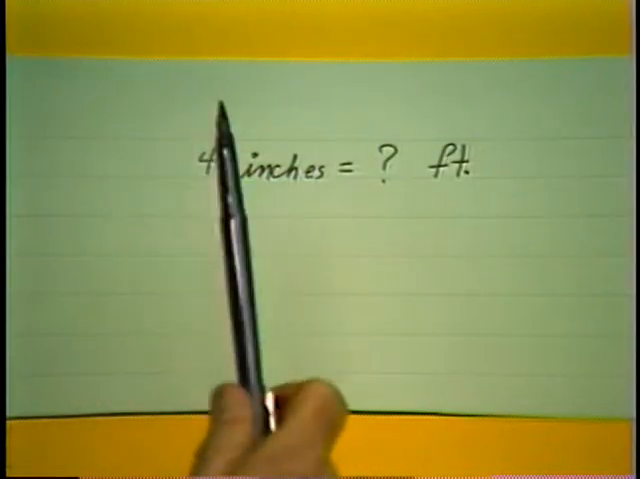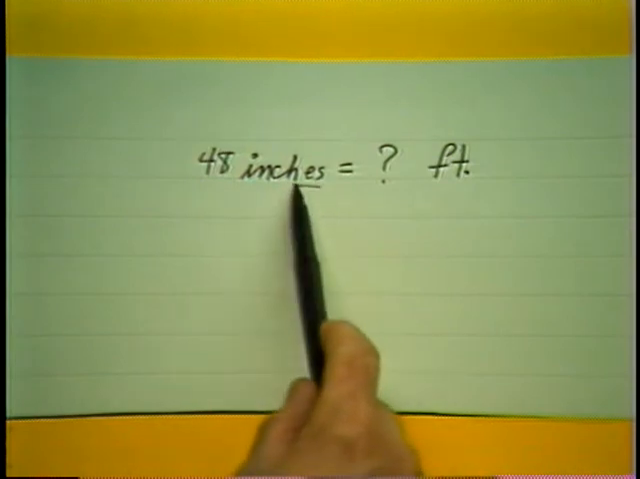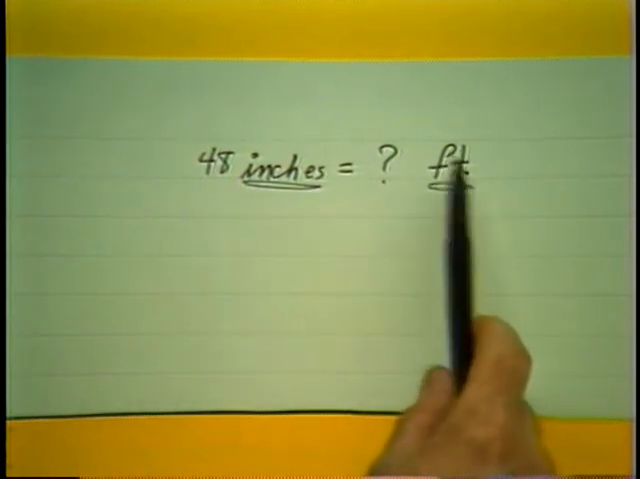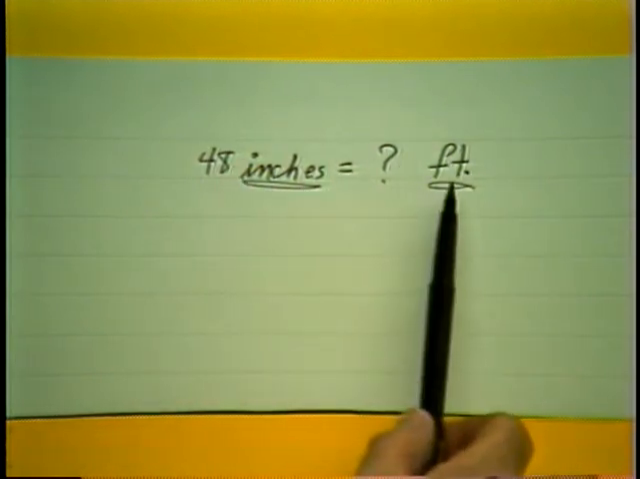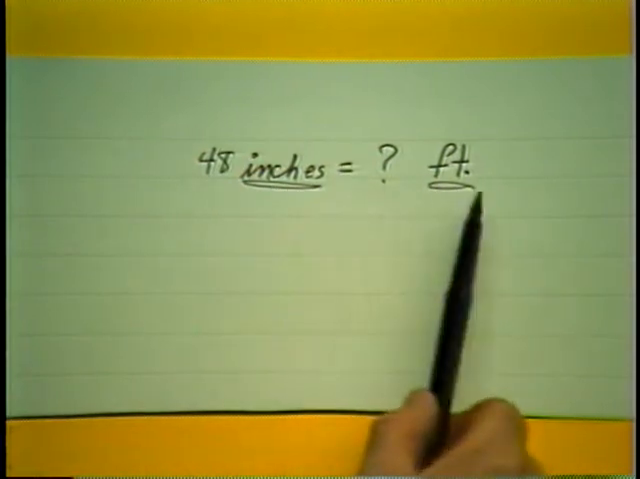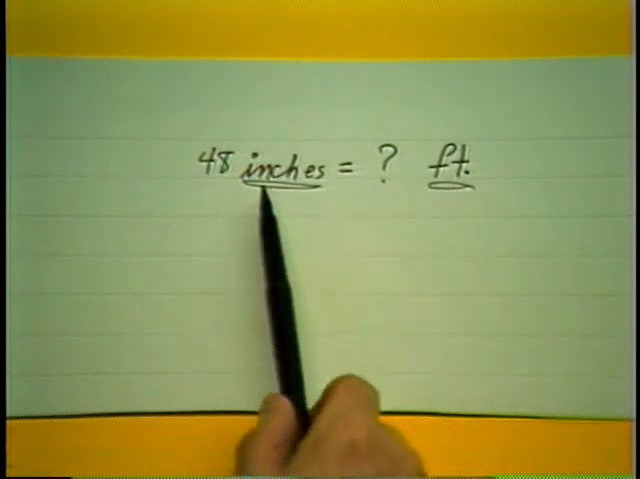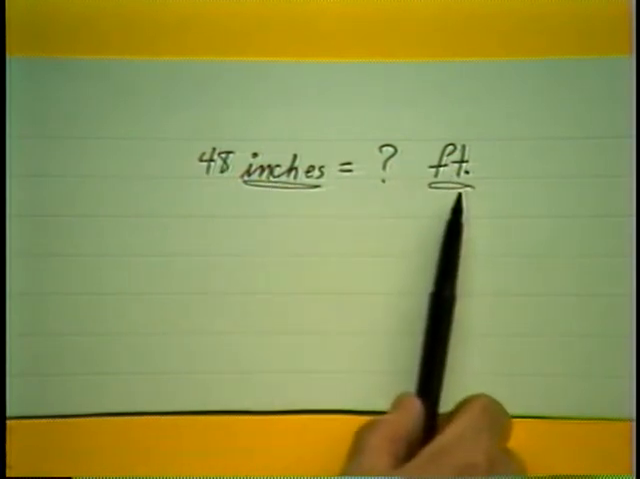Let's say we wish to change 48 inches into feet. The first thing you ask is, are they measuring the same kind of an entity? In this case, they're both measuring length. If they weren't, you might have a conversion that's simply not possible because it's not legal, like changing inches to pounds. That's just not possible.